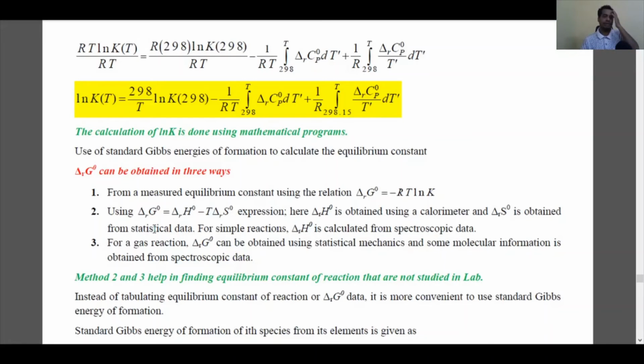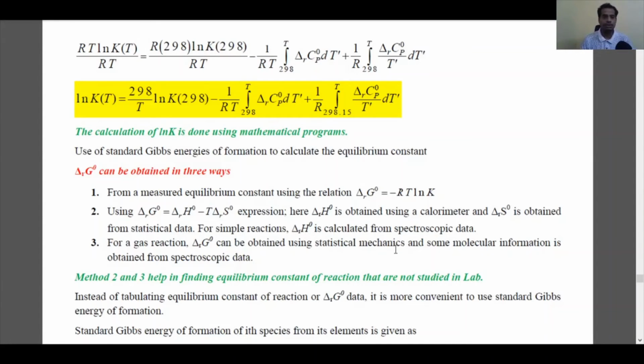The third method is for gas reactions. The reaction Gibbs energy at standard state can be obtained using statistical mechanics, and some molecular information is obtained from spectroscopic data as well. So delta R G0, or reaction Gibbs energy at standard state, can be obtained in three ways.